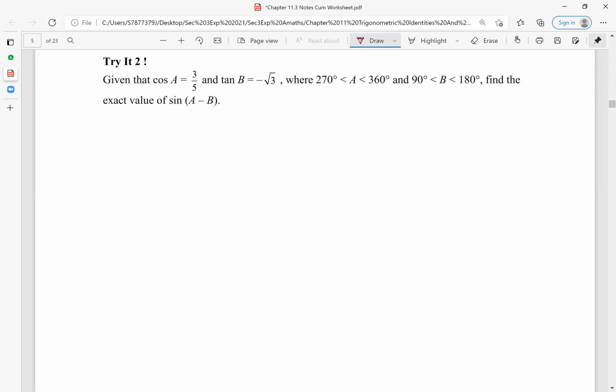First, draw the angles first. Help me draw the angles first.